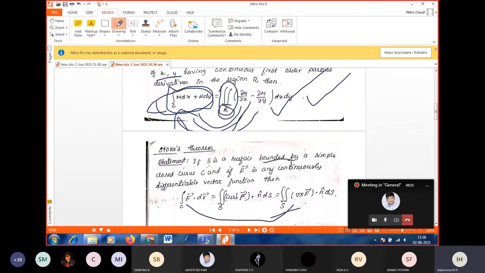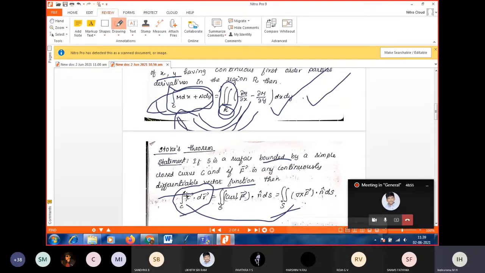surface bounded by a simple closed curve C, and if vector f is any continuously differentiable vector function, then the integral over C of vector f dot dr. This is our line integral. The integral over C of vector f dot dr is a line integral. Green's theorem converts a line integral to a double integral. Stokes theorem converts a line integral to a surface integral.